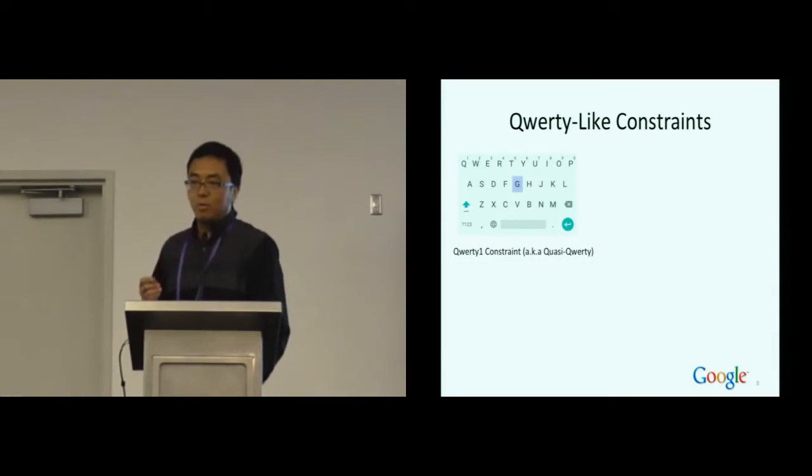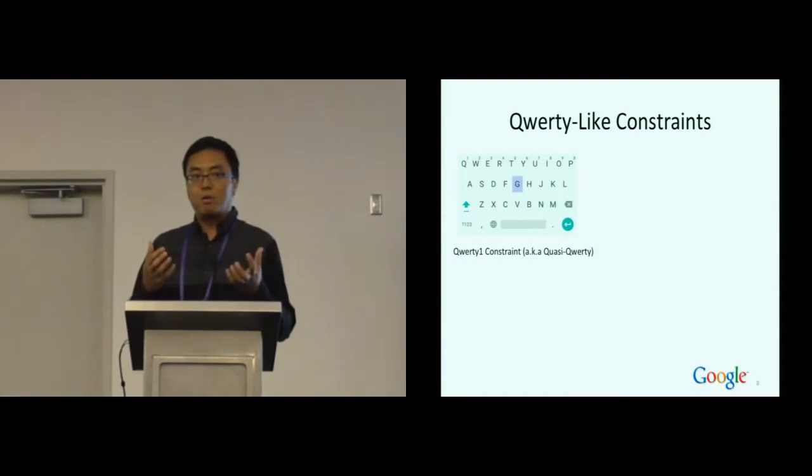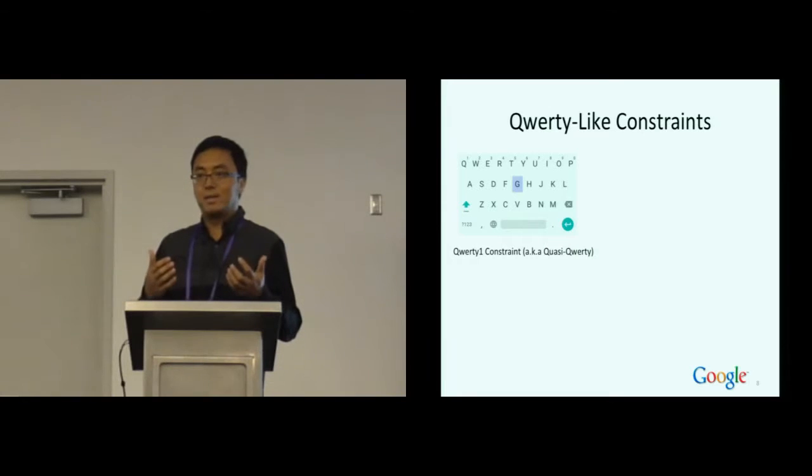More specifically, we try to see if we introduce some Qwerty constraint. Basically, we try to keep the optimized layout similar to Qwerty. We want to see whether it will improve the learning. And we also want to see, under this constraint, whether we can still get an optimized layout.